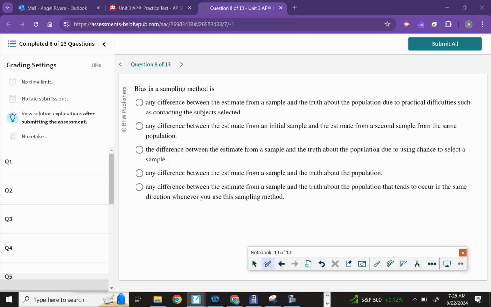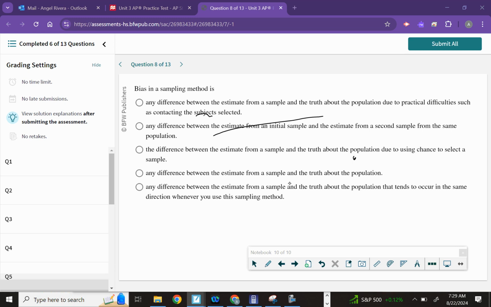Bias in a sampling method is, so this is just another vocab, so let's go through. Any difference between the estimate from the sample and the truth about the population due to practical difficulties, such as contacting the subjects selected. I'm a little questioning that word subjects, but we'll see. Any difference between the estimate from an initial sample and the estimate of the second sample? That has nothing to do with bias. There's no initial and second, not bias. The difference between the estimate from a sample and the truth about the population due to using chance to select a sample, like maybe that's a possibility.